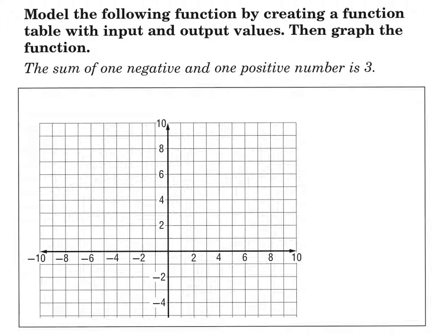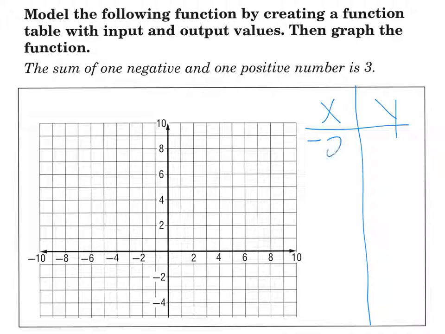Model the following function by creating a function table with input and output values. Then graph the function. The sum of one negative and one positive number is 3. So let's take a look at this. We can create a function table just by graphing an x and y here. And if we choose a negative number, let's say -2, what do I need to add to -2 to get +3? That would be a 5.